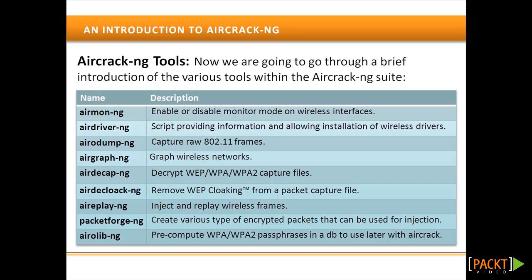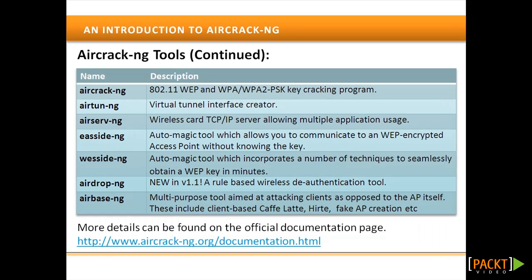Next is the Packetforge-ng tool, which is used to create various types of encrypted packets that can be used for injection. You can think of this as the Wi-Fi version of Scapy. Then we have Airolib, which can pre-compute WPA or WPA2 passphrases in a database to use later with aircrack-ng. We will see its usage later in the WPA cracking section. As already discussed, the most important tool within the suite is aircrack-ng, which is a WEP, WPA and WPA2 pre-shared key cracking program. Next is Airtun-ng, which is used to create virtual tunnel interfaces.